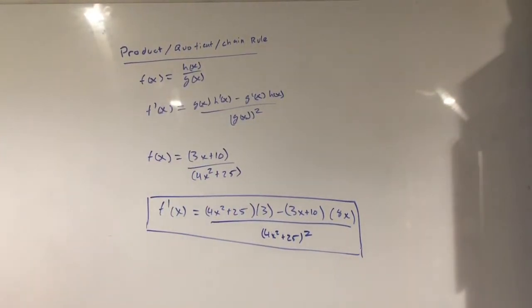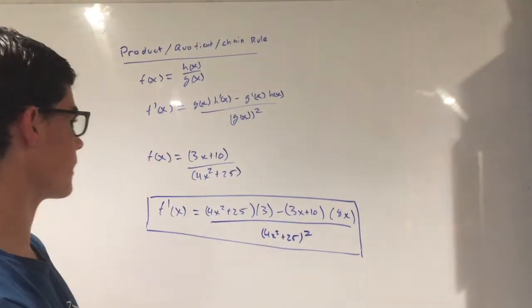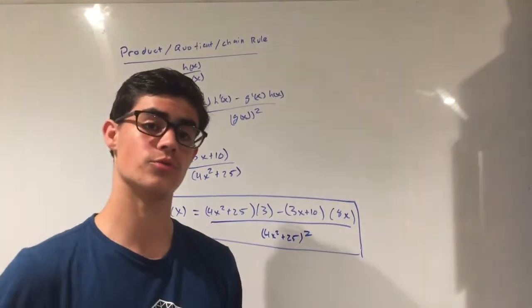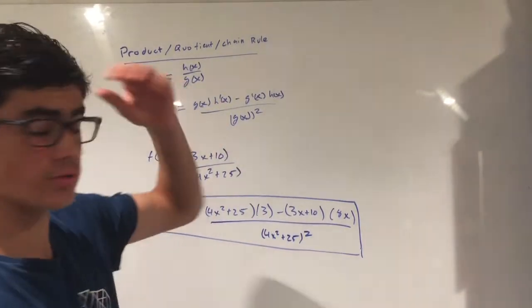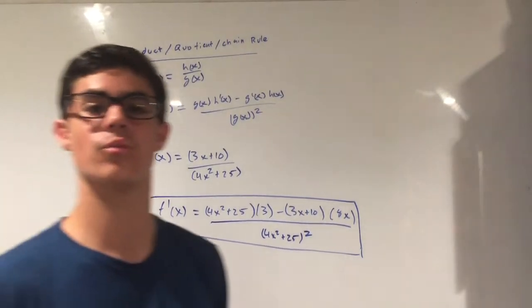Now, this one is a little more writing heavy than the product rule, and at least for me, was a lot more prone to mistakes. So after the chain rule, I will show you another way that you can take this, which can give us a more reliable answer.